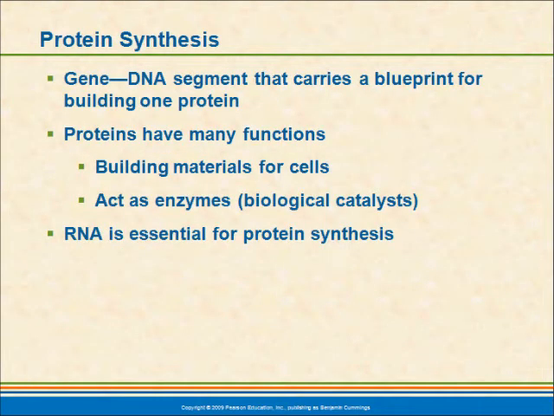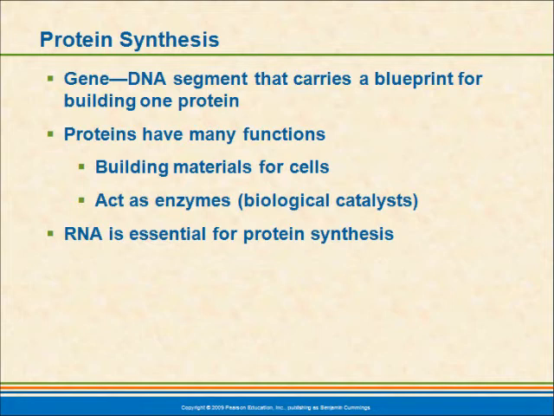Now, how does this play into protein synthesis? When we mention a gene, what we are talking about is a strand of DNA that can code for a specific protein. That is the blueprint for one protein. So a chromosome can have sections that code for hundreds or thousands of different proteins. Proteins have a lot of functions, like we mentioned before. They are building materials for the cell. They act as enzymes and biological catalysts.